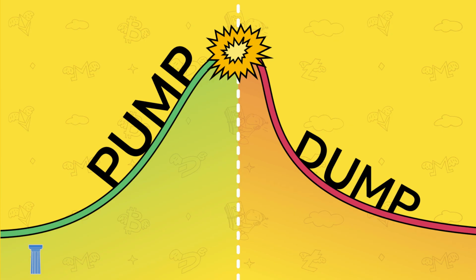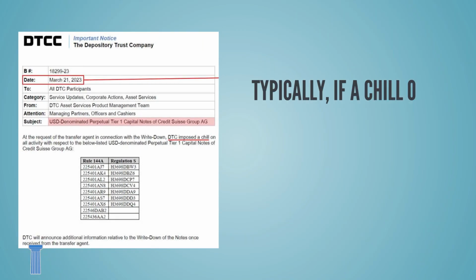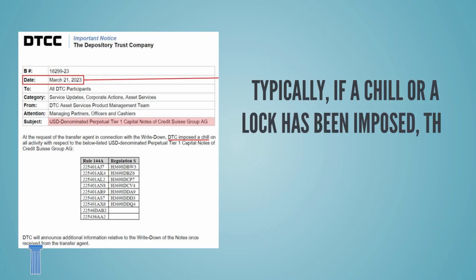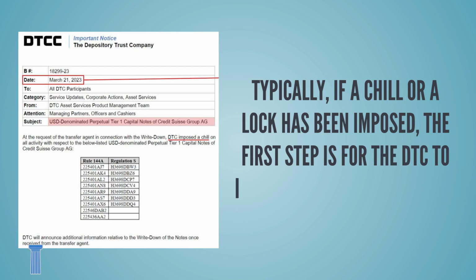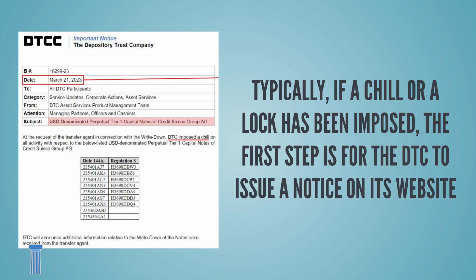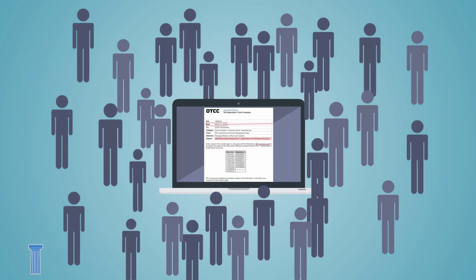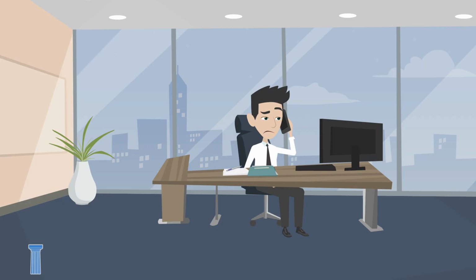Typically, if a chill or a lock has been imposed, the first step is for the DTC to issue a notice on its website. Then, it will start the process of informing all of the participants involved. This includes brokers, who are expected to comply with the chill or lock, and restricting the trading process.